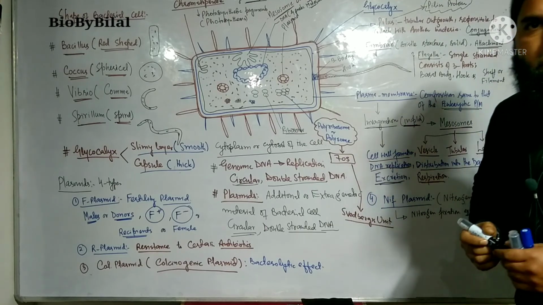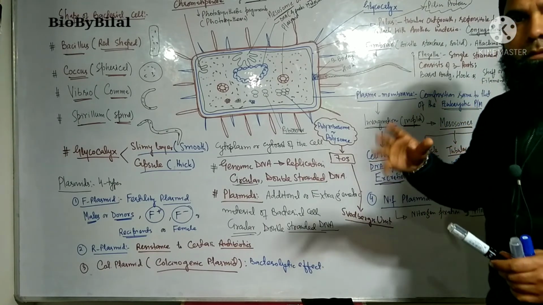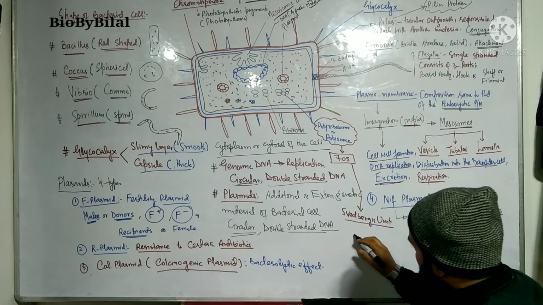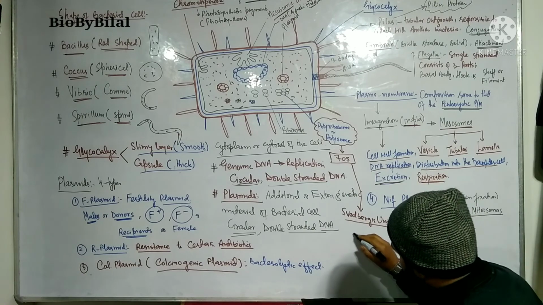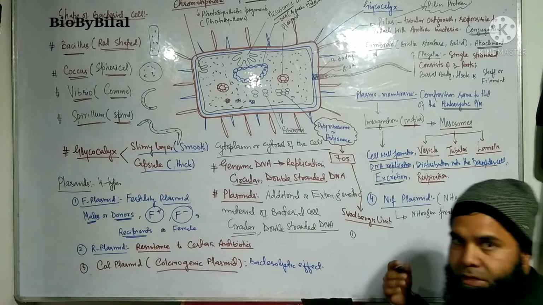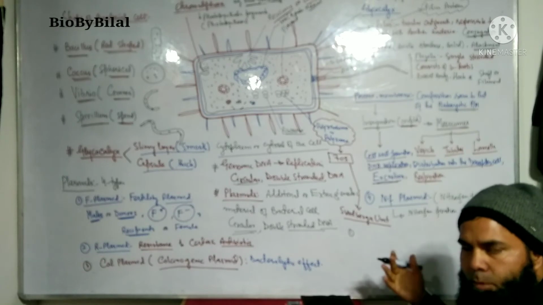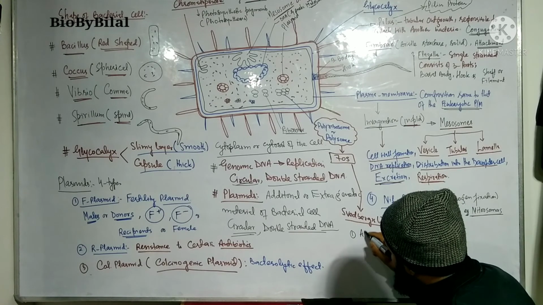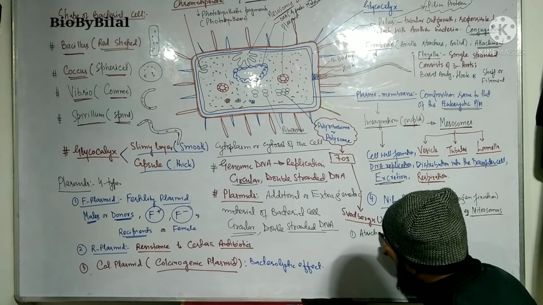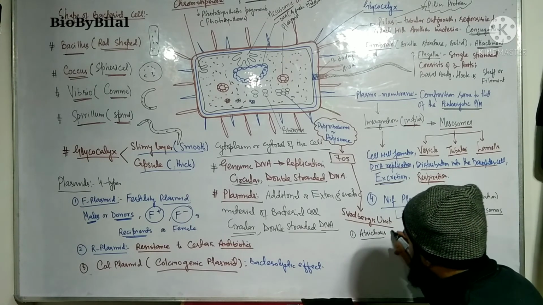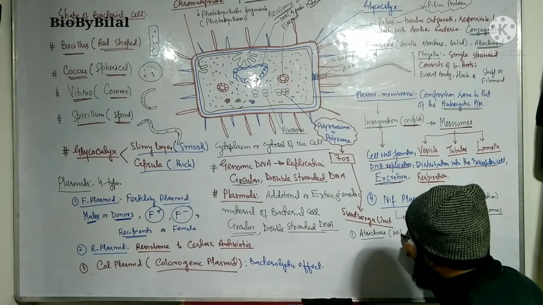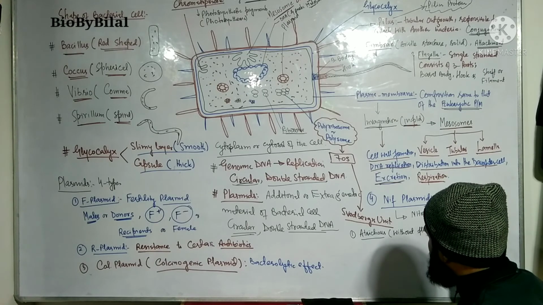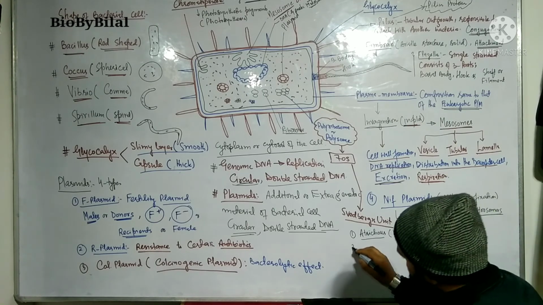There are 5 types of bacteria on the basis of the presence of flagella. The first one is called Atrichous, bacteria which don't contain any type of flagella. That means it is devoid of flagella. Bacteria without flagella are called Atrichous.